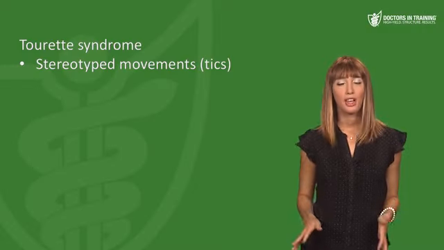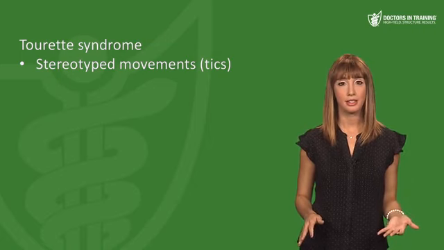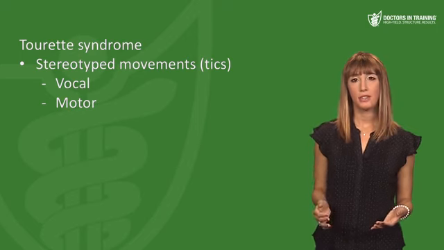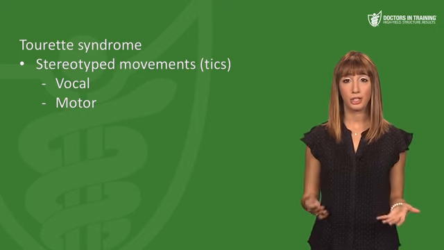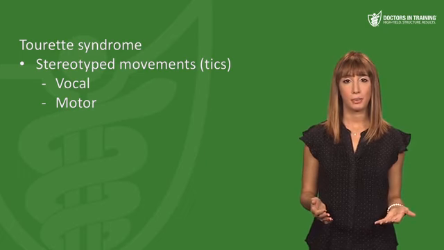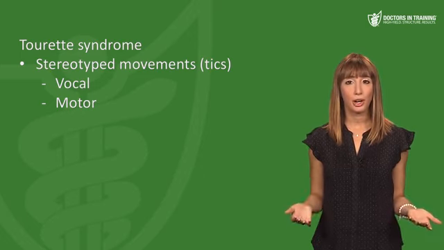Let's briefly discuss Tourette syndrome. Tourette syndrome is defined by the presence of stereotyped movements called tics. They have both vocal tics and motor tics. We tend to think of Tourette syndrome as someone who just blurts out profanity uncontrollably, but that only occurs in about 40% of cases. We call that coprolalia, which is a great word.